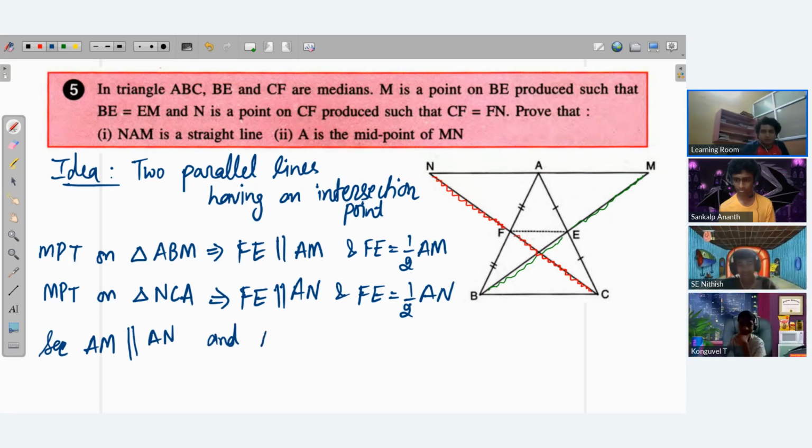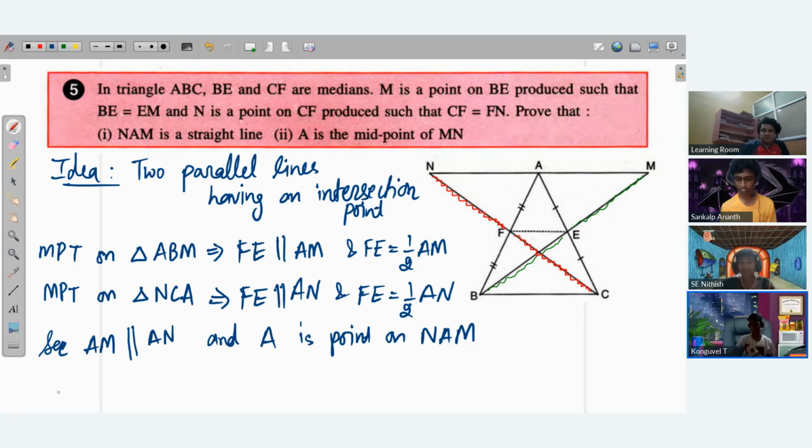So, A is a point on line NAM. I need to look at all triangles. I need the vision. So it means that NAM is a straight line.